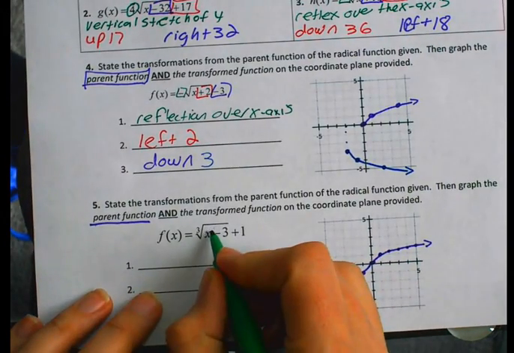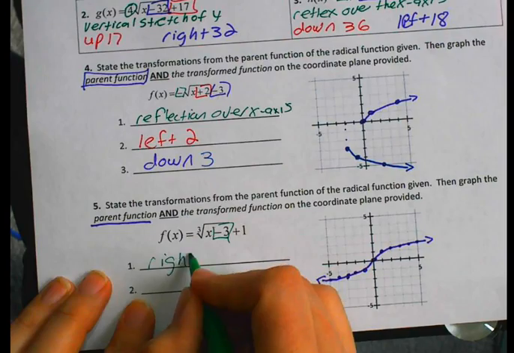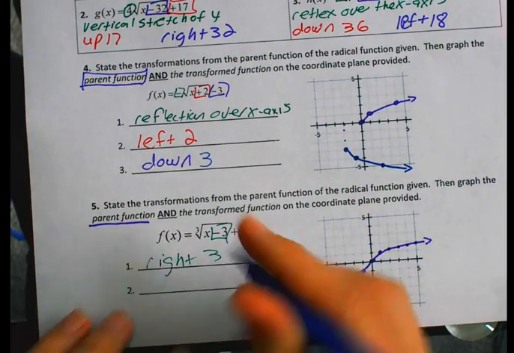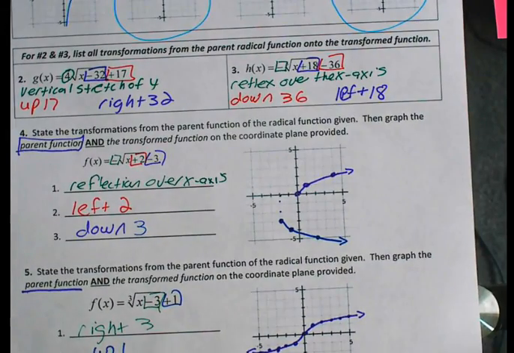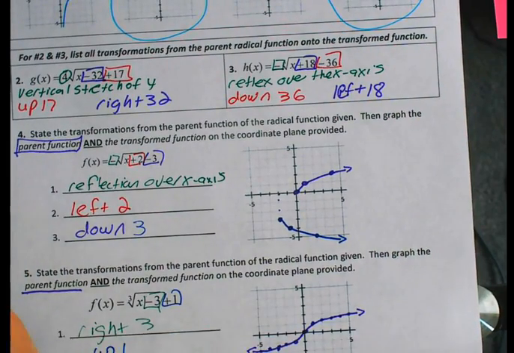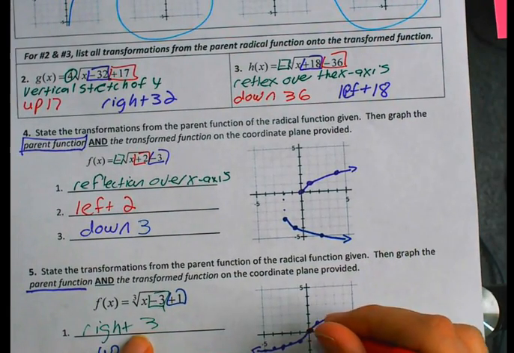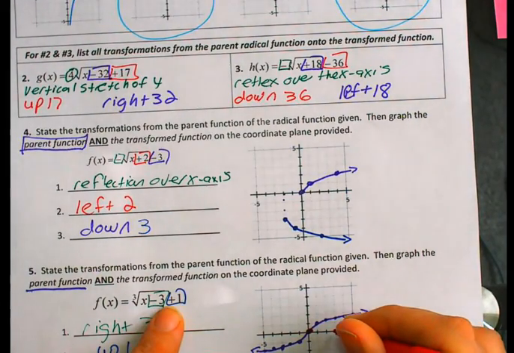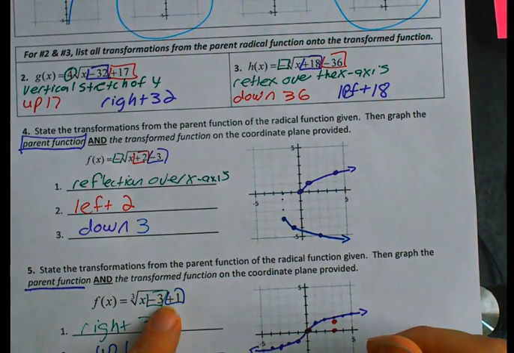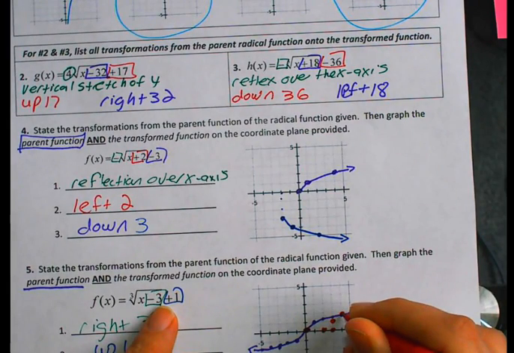Now we're going to take a look here. I have the minus 3 on the inside, which means to the right 3. And then the plus 1 means up 1. Now these are a little trickier, but basically you're going to focus here on this point. Let's do this in red. This is where it's going to go to the right 3, 1, 2, 3. And then it's going to go up 1. So this is my starting point here. And then I know that I'm going to be here, and then it's going to gradually go up.